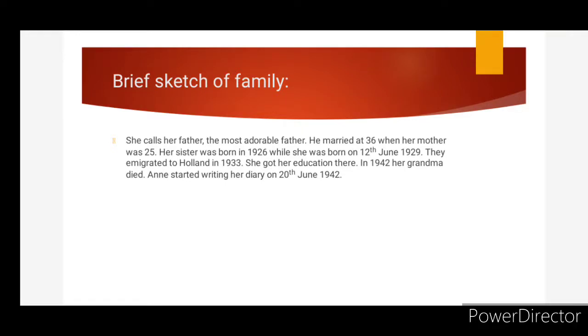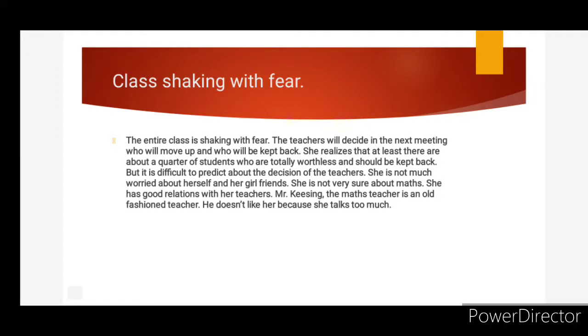She calls her father the most adorable father. He married at 36 when her mother was 25. Her sister was born in 1926 while she was born on 12th June 1929. They emigrated to Holland in 1933. She got her education there. In 1942, her grandma died and she started writing her diary on 20th June 1942.